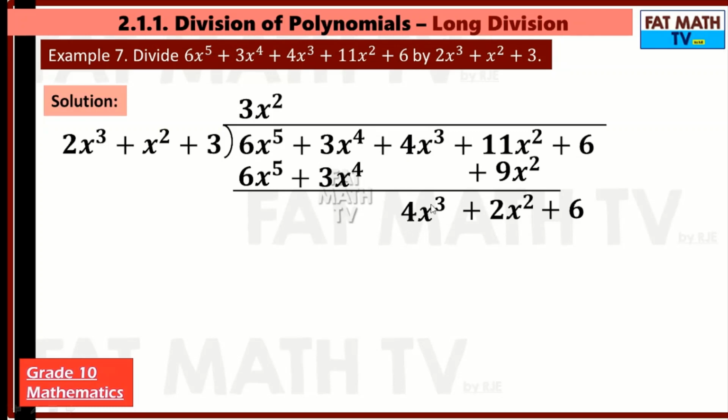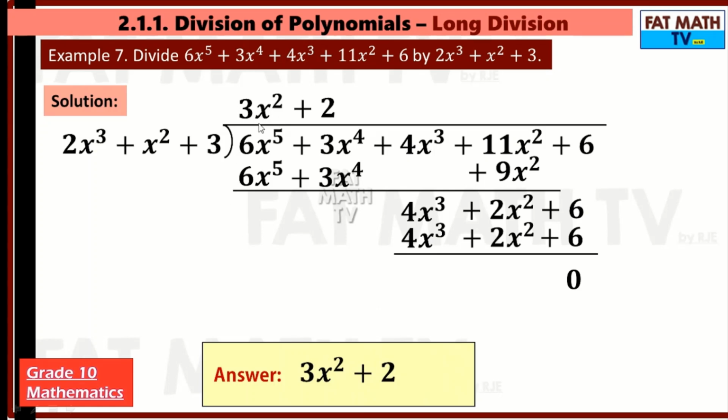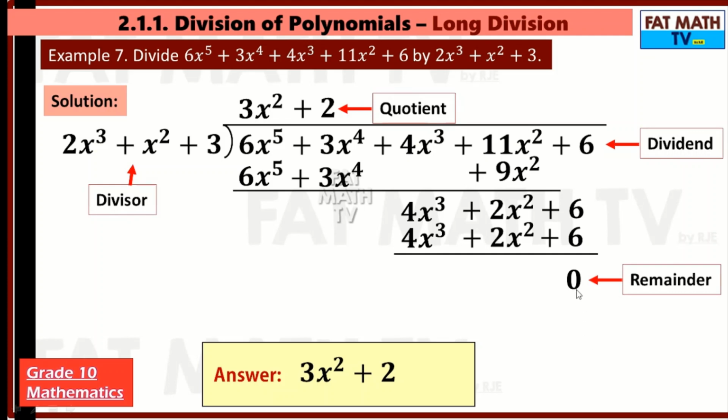And then divide again. 4x cubed divided by 2x cubed, that is positive 2. So 2 times 2x cubed is 4x cubed. 2 times x squared is 2x squared. And then 2 times 3 is 6. And then if you subtract, 0. So the quotient is 3x squared plus 2. And the remainder is 0.